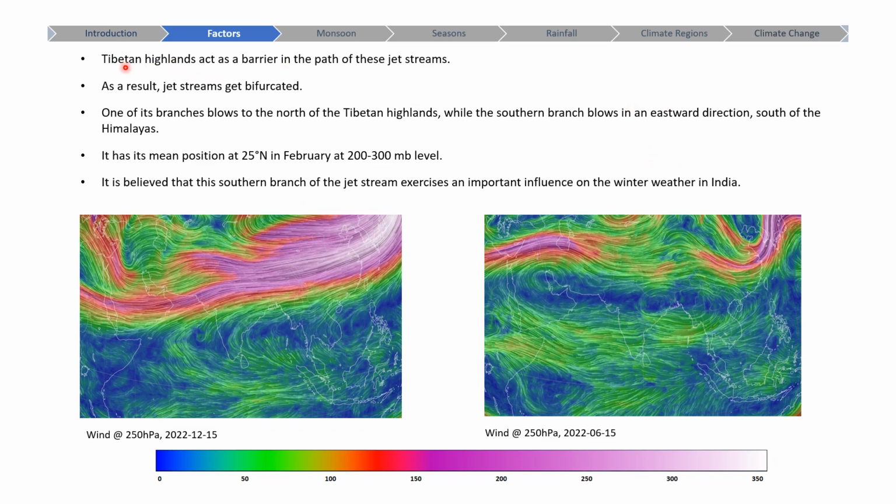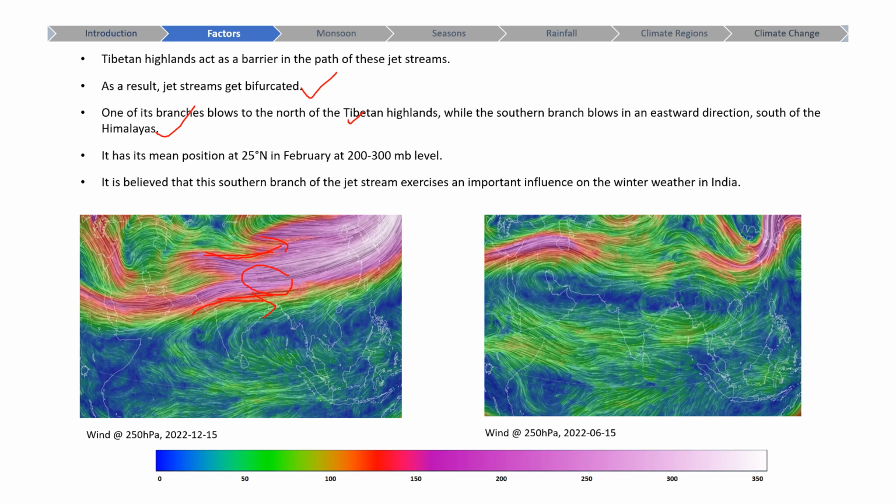Now, the Tibetan highlands. If you see the jet stream, these are the Tibetan highlands. Where are the Tibetan highlands? The Tibetan highland position is here. The altitude is high, jet streams are moving, and because of the Tibetan highland, you can see the jet streams bifurcating. These are bifurcated. So one branch is north of the highlands, and another is south of the Himalayas. North of the Himalayas and south of the Himalayas.